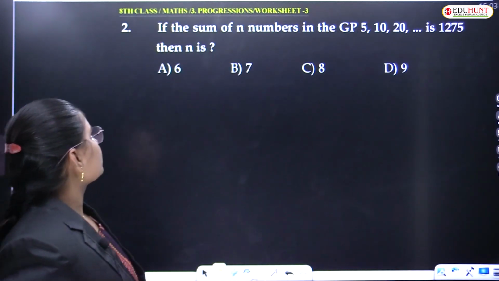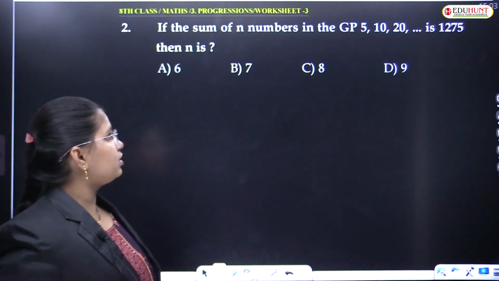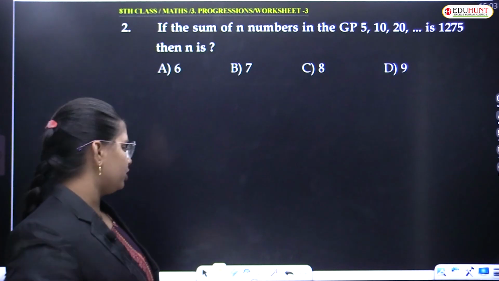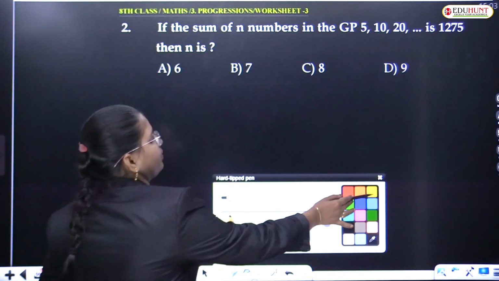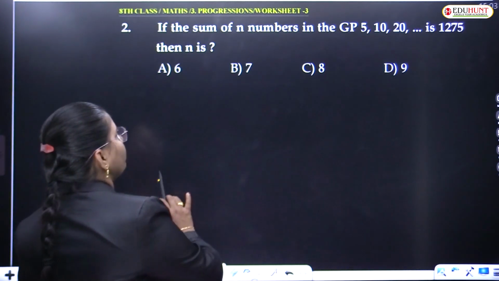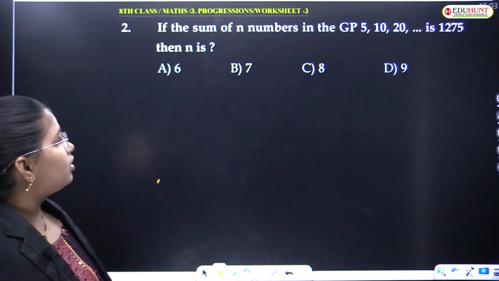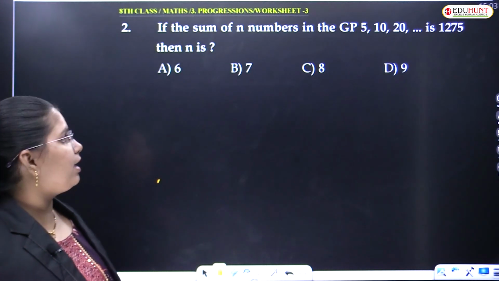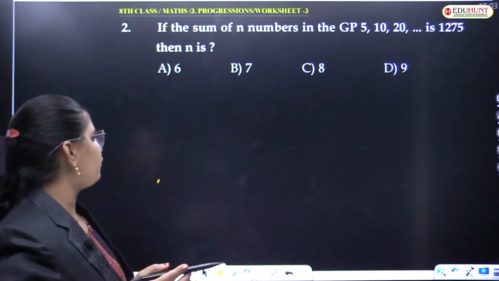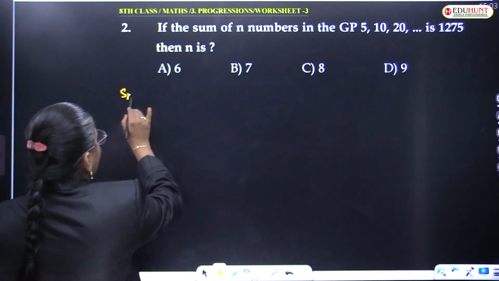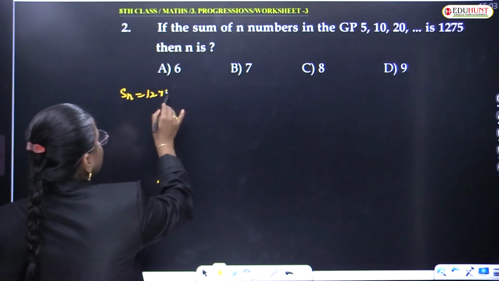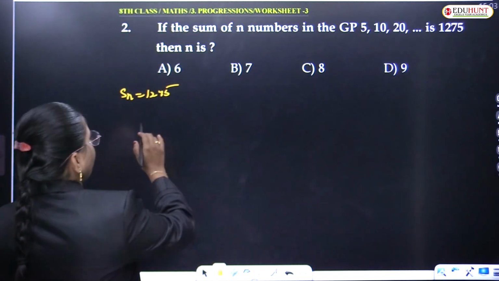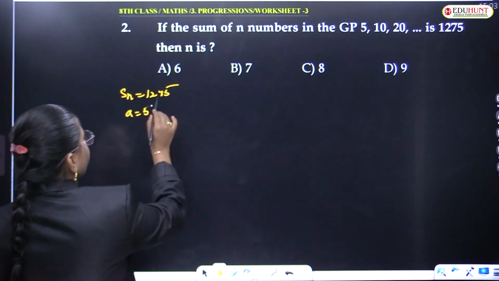So what is my next question? If the sum of n terms in the GP 5, 10, 20, and so on up to 1275. So we have the sum of n terms, Sn, is what? 1275. Let me write that. Sn is equal to 1275. Very good. And A is what? A is nothing but 5.